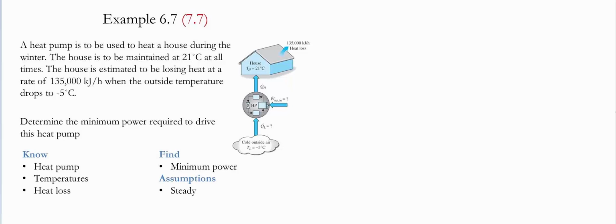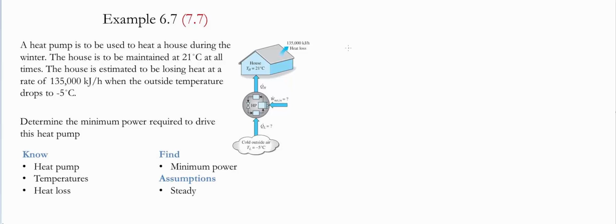A heat pump is to be used to heat a house during the winter. The house is to be maintained at 27 Celsius at all times. The house is estimated to be losing heat at a rate of 135,000 kilojoules per hour when the outside temperature drops to -5 Celsius. The goal of the problem is to determine the minimum power required to drive this heat pump. The first step is to calculate the value of the coefficient of performance.